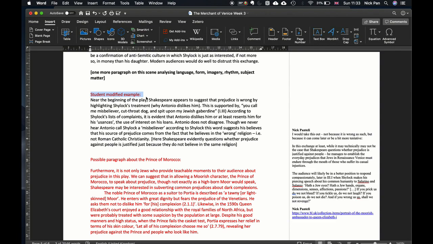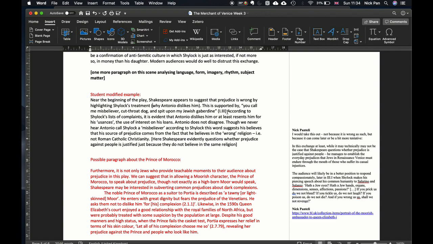We should say that in the rest of the play, Shakespeare appears to suggest that prejudice is wrong by highlighting Shylock's treatment, why Antonio dislikes him. Originally, the student had written a slash, Shylock's treatment slash why Antonio dislikes him. I've just put that in brackets. Anyway, they've said, this is supported by, you call me misbeliever, cutthroat dog, and spit upon my Jewish gabardine.